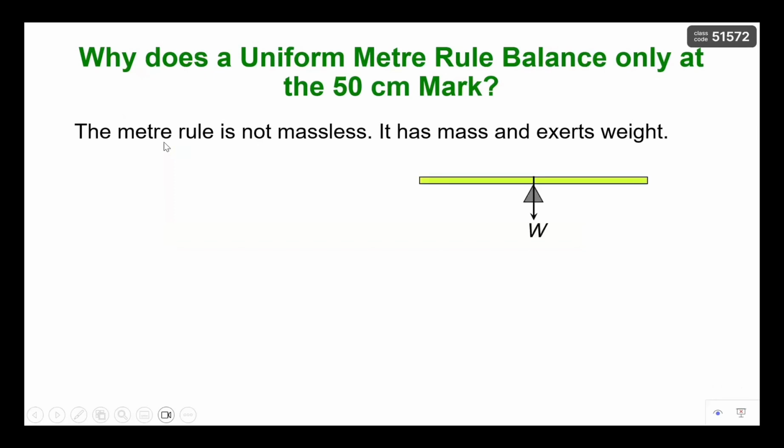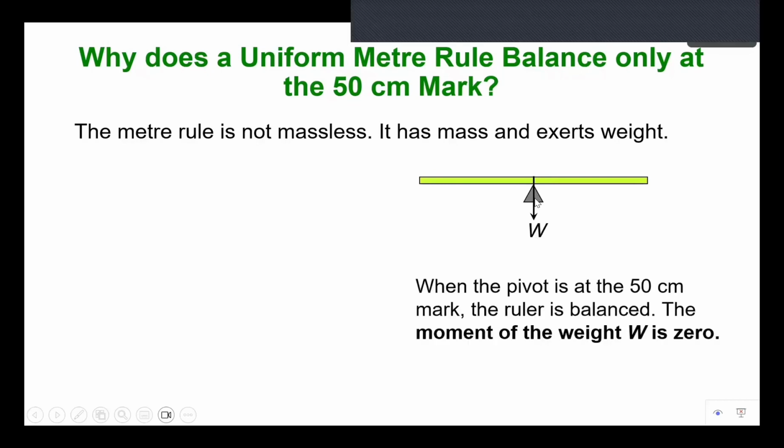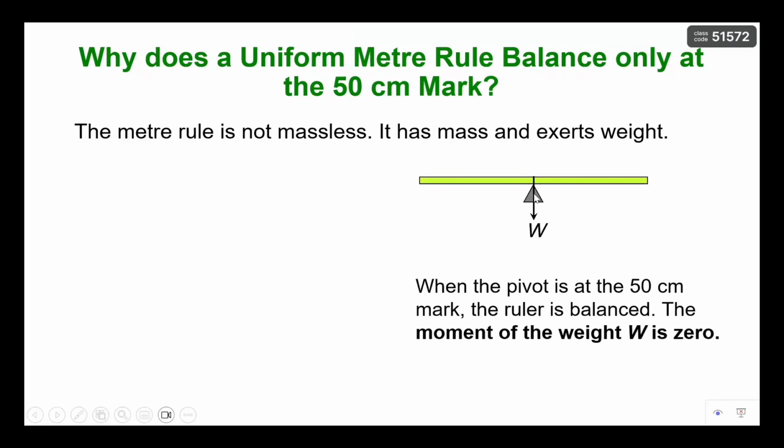So for example, in this case, this is my ruler, and this ruler has a weight. We always take it as the weight is at the center. And if I were to put my pivot exactly at where the weight is, you will see that there will be no moments caused by the weight. And therefore, I will have no turning effect, or this ruler will be balanced. So the moment is 0 because there's no perpendicular distance between the force and the pivot.